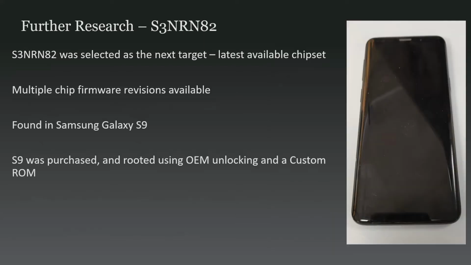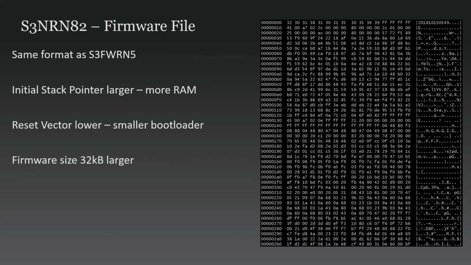Looking through this, I managed to find the S3NRN82, which is used by the Samsung S9 as well as the Samsung S8 and Samsung S10. However, I decided to buy a Samsung S9 for this purpose. I found that it had multiple chip firmware revisions just by looking at different ROMs, which would be very helpful if I needed to reverse engineer more. And I found that the Samsung S9, while it was secure from a routing perspective, you could use OEM unlocking and a custom ROM in order to route it appropriately to perform any attacks on it.